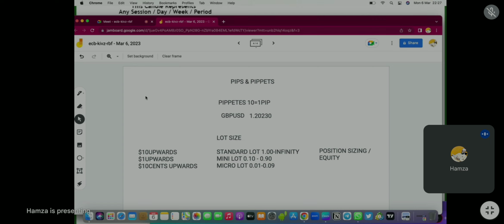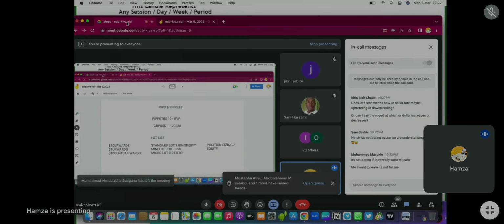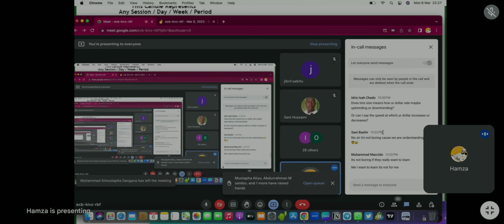Honestly, this lot size, I'm sure there are many of you that are like, hey, I didn't sign up for this thing. I didn't sign up for any mathematics.